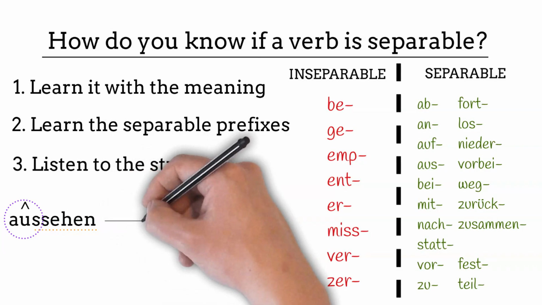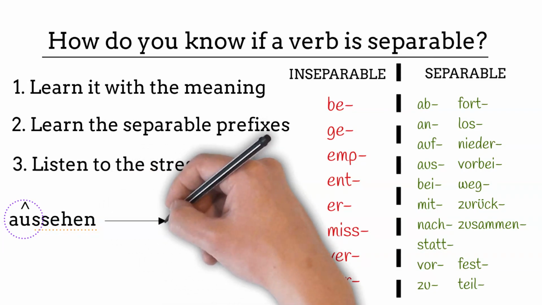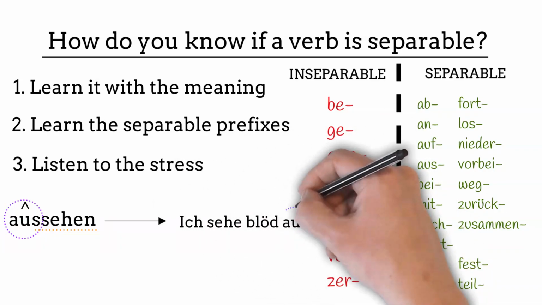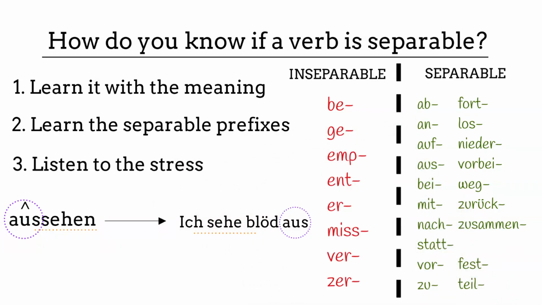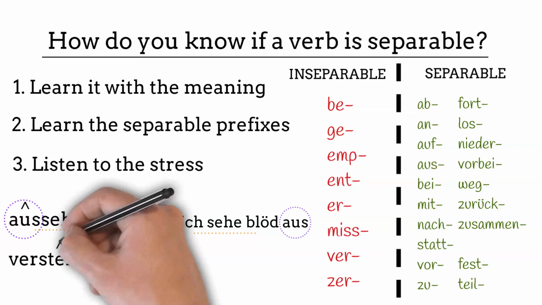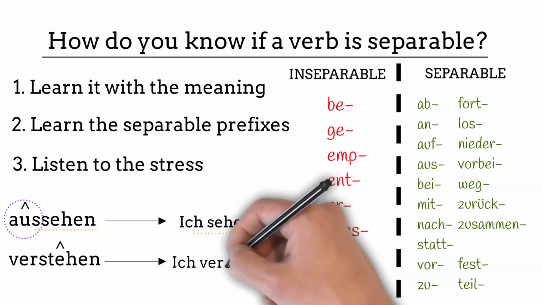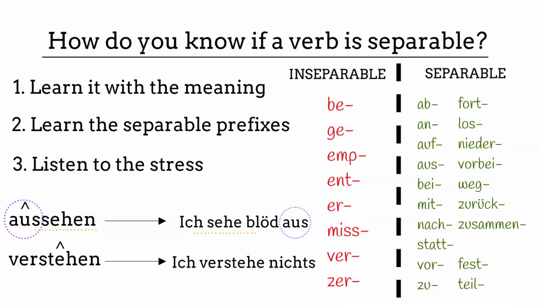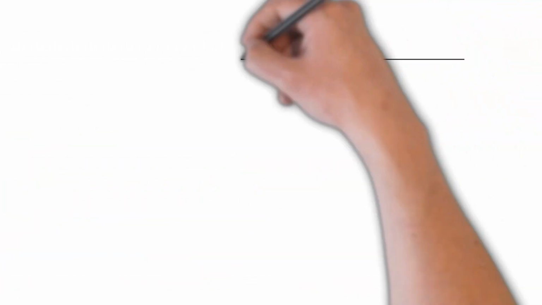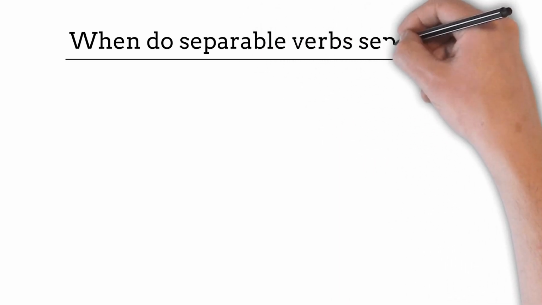And that means that it is a separate element which can be detached. For example, ich sehe blöd aus. I look stupid. In an inseparable verb like verstehen, the ver is not stressed, but rather the stem stehen. So when you make a sentence like ich verstehe nichts, I understand nothing, the ver and the stehen stick closely together. We also need to know, when do separable verbs separate?